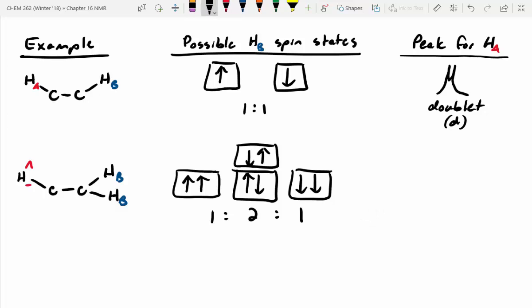Now when we look at this, it'll actually have a peak that's split into 3 different mini peaks. However, the middlemost peak will be slightly taller than the outer ones because it's a 1 to 2 to 1 ratio for those peaks. So this peak will look kind of like a mini trident. This is a triplet. People like to abbreviate things, so they just call that a T. Does that make sense?